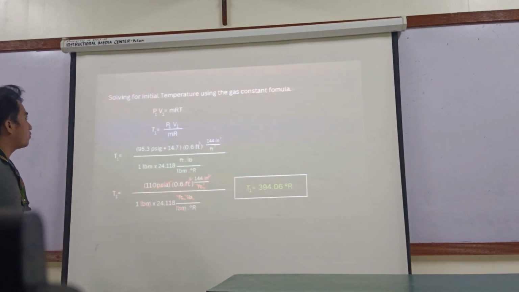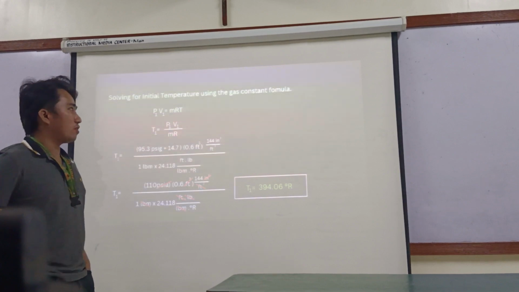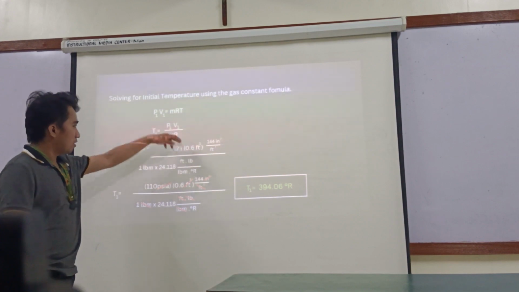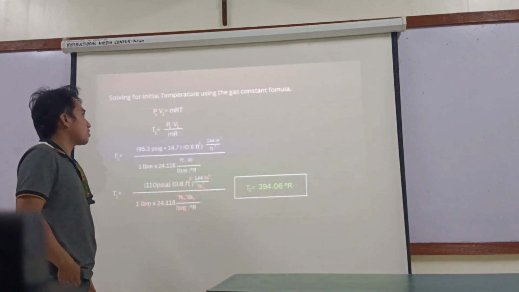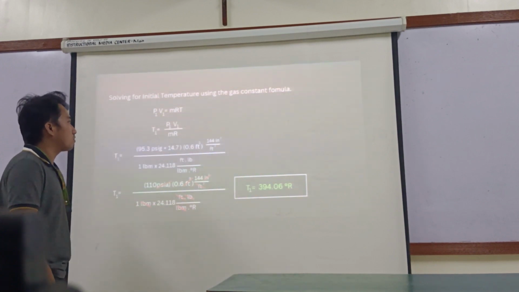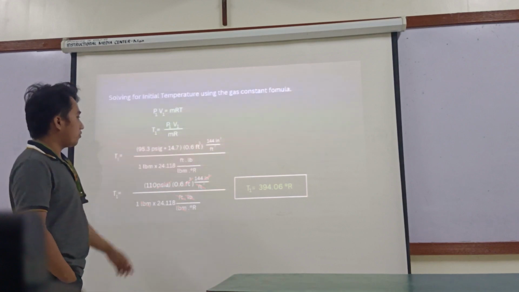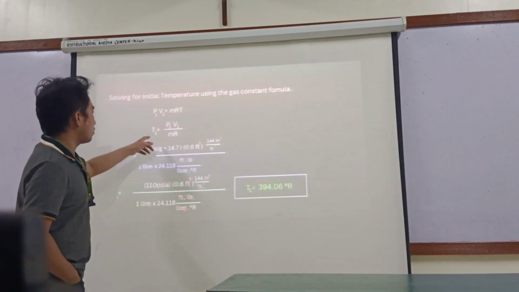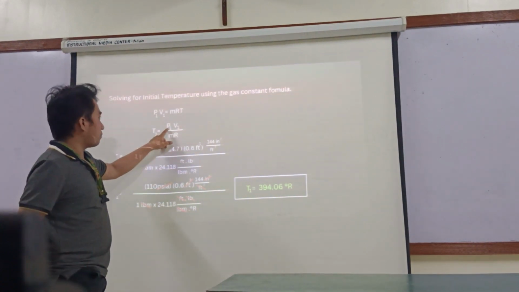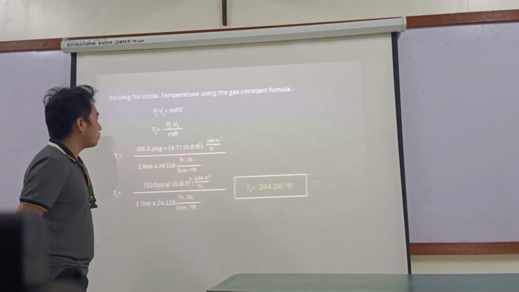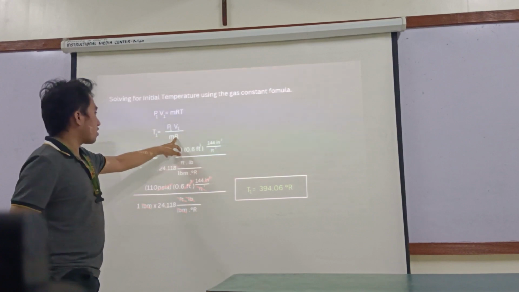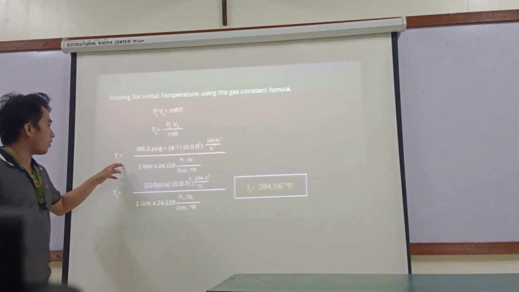So we can also solve for the initial temperature using the gas constant formula. Initial pressure times initial volume is equal to mass times gas constant times temperature. So we have to solve for the initial temperature. So initial temperature is equal to initial pressure times initial volume over mass times gas constant. So substitute the given values.